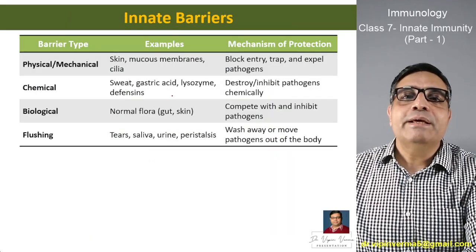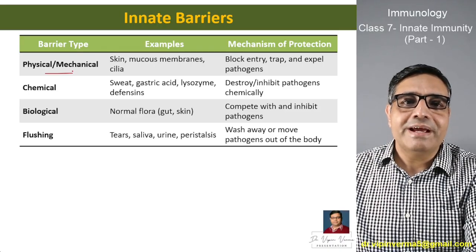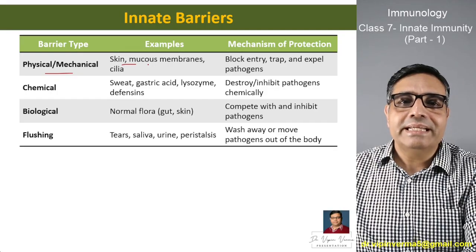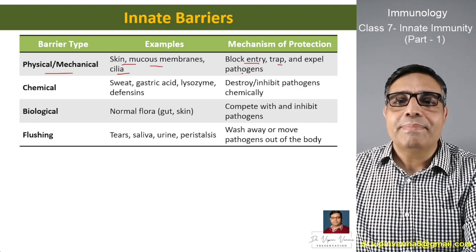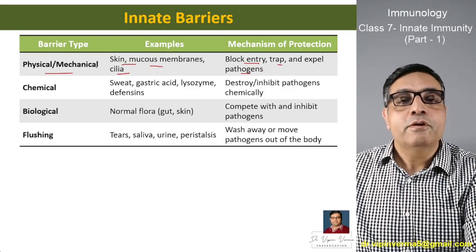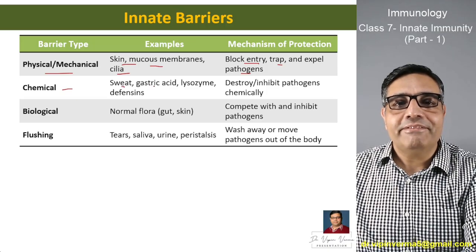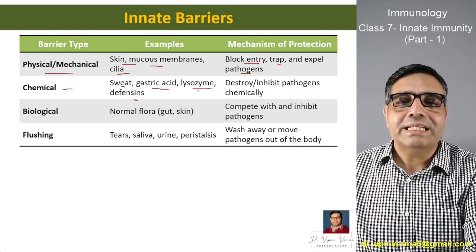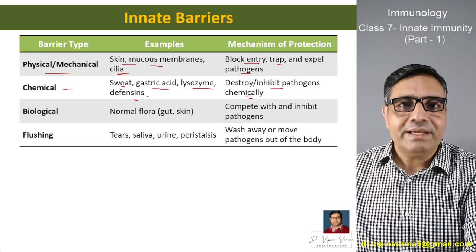Now, let us start with the barriers. So, when we see the innate barriers, we have the physical or mechanical barrier, and examples are skin, mucous membranes, or cilia. So basically, they block the entry, they trap the pathogen, and they expel the pathogen. That's how the physical or mechanical barriers work. In case of chemical barriers, we have sweat, gastric acids, lysozymes or defensins. So these destroy or inhibit pathogens chemically.